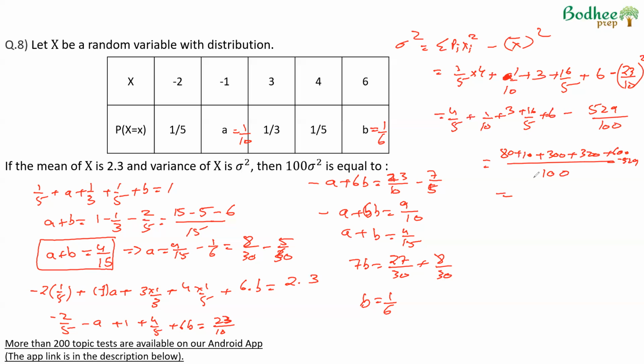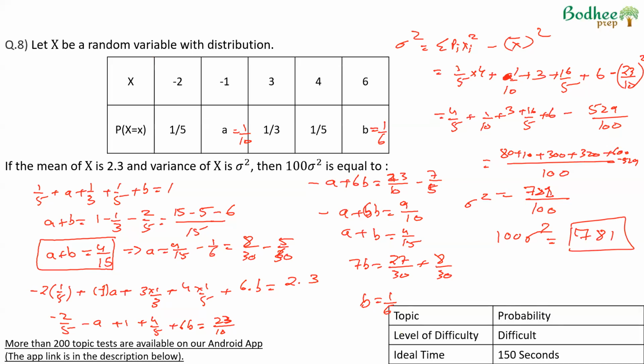80 plus 10, 90 plus 300, 390 plus 320, 710 plus 600, 1310 minus 529, 1310 minus 500, 810, 790, 781, 781 upon 100. So the value of variance is 781 upon 100. We have to find the value of 100 times that, which is nothing but 781. This becomes my answer. Again, in terms of level of difficulty, difficult question, hardcore probability distribution, easily 2.5 to 3 minutes to attempt, even if you decide to attempt it at all.